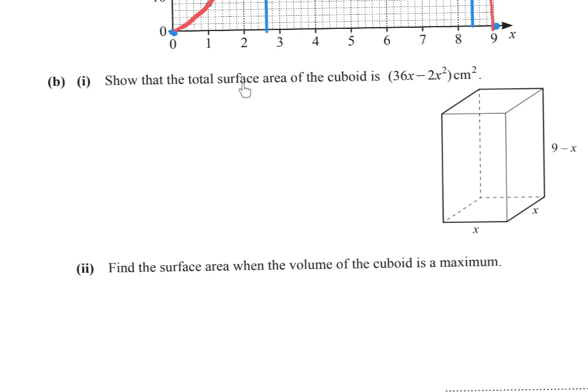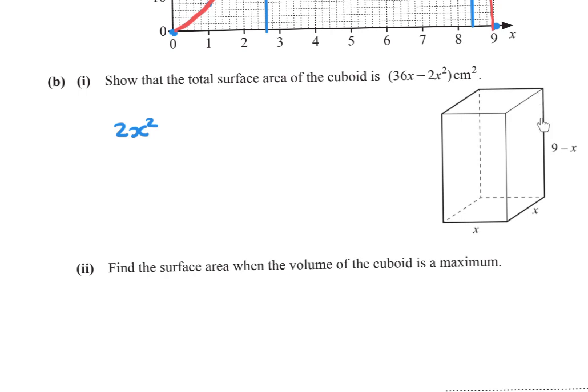Part (b)(i) shows that the total surface area of the cuboid is 36x minus 2x squared. Total surface area means the area of all faces. Area for the base, x times x equals x squared. We have two bases, so 2x squared: x squared for the lower base, and x squared for the top one.